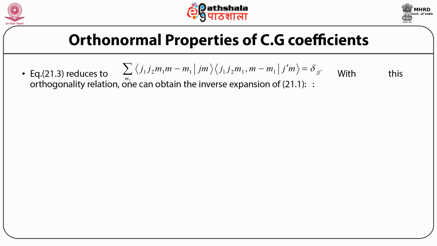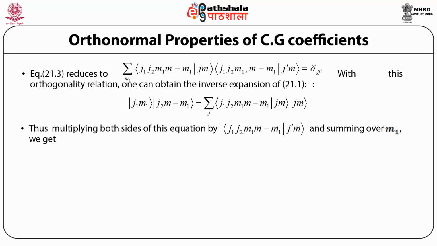With this orthogonality relation, one can obtain the inverse expansion of 21.1, which is the vector |j1 m1⟩ multiplied by |j2, m−m1⟩, equal to the sum over j of ⟨j1 j2 m1, m−m1|j m⟩ times the ket vector |j m⟩.